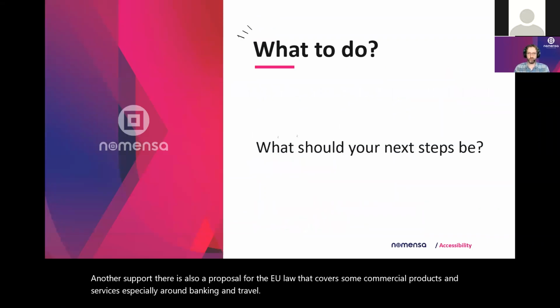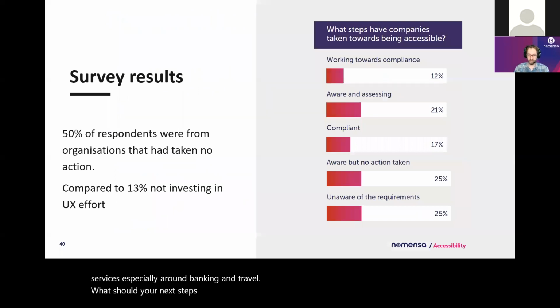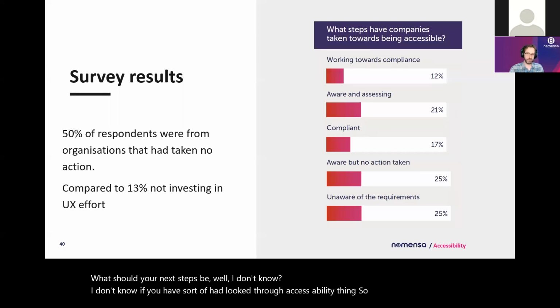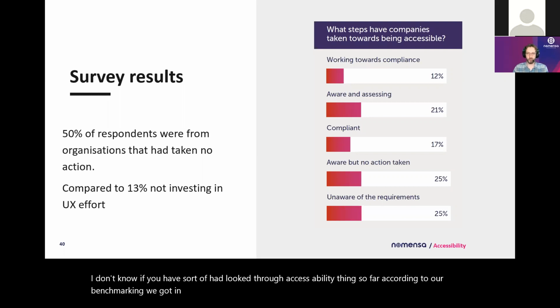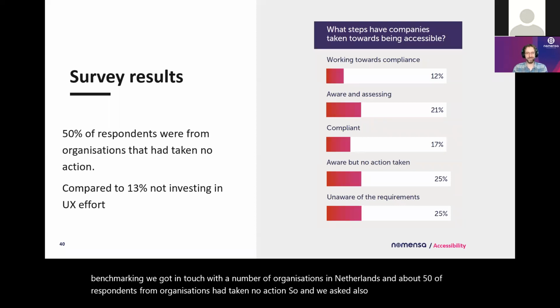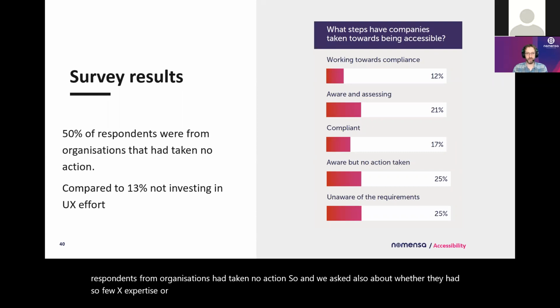So, what should your next steps be? I don't know if you have had a look through accessibility things so far. According to our benchmarking, we got in touch with quite a number of organisations in the Netherlands, and about 50% of respondents had taken no action. We also asked whether they had UX expertise or processes in place, and almost all did. It was only 13% who didn't invest in UX. So we see quite a big difference between accessibility and UX in that sense.